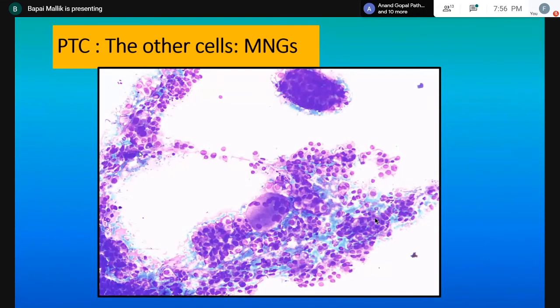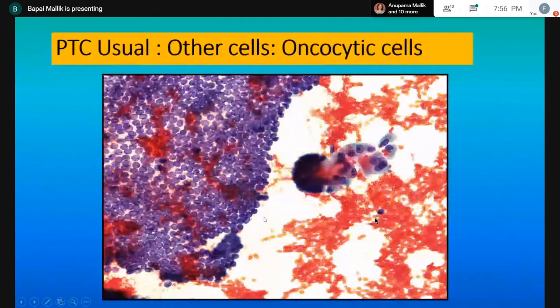So there are other kinds of cells which frequently accompany papillary thyroid carcinomas. For example, you can have multinucleated giant cells. You can have oncocytic cells. Doesn't really make it an oncocytic variant of papillary thyroid carcinoma. You can just see the difference between the two cells. These cells have abundant cytoplasm, and these are the usual cells that you find in papillary thyroid carcinoma. Only when these cells are the major population of cells are you going to call it something else. We are going to discuss that particular entity a little bit later on.